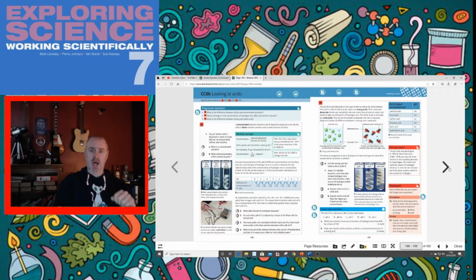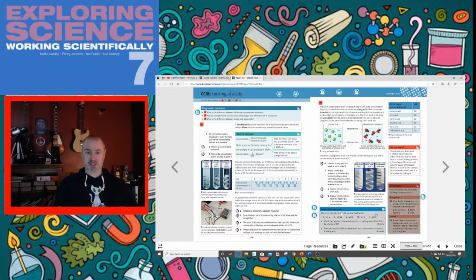We then moved on, and we started to look at how concentration was calculated, and you should hopefully by now have had a little bit of practice at converting centimetres cubed into decimetres cubed, so you can properly work out calculations in the type of question we looked at last lesson.